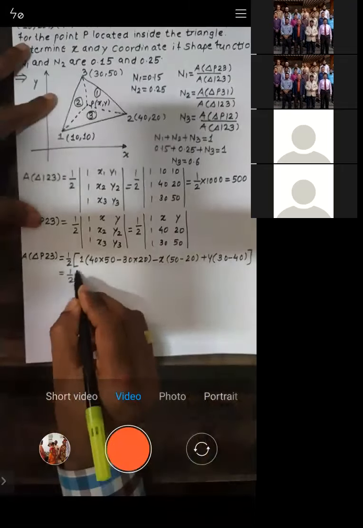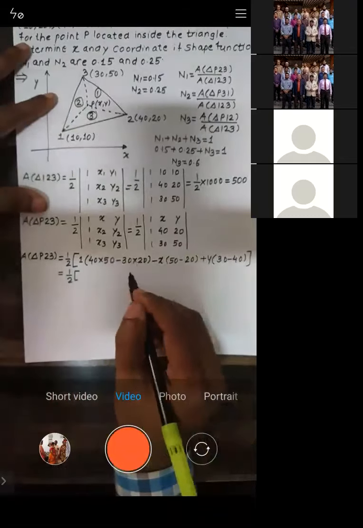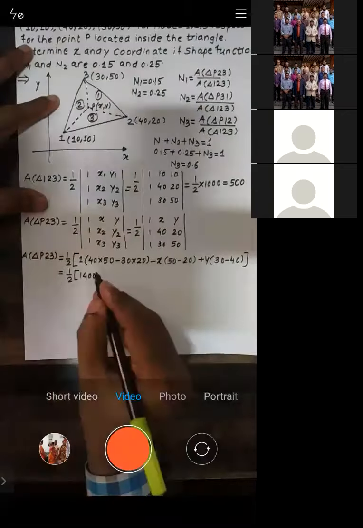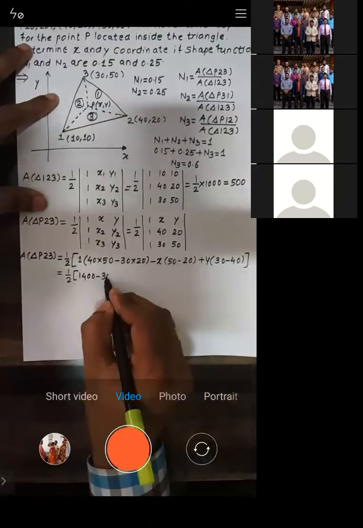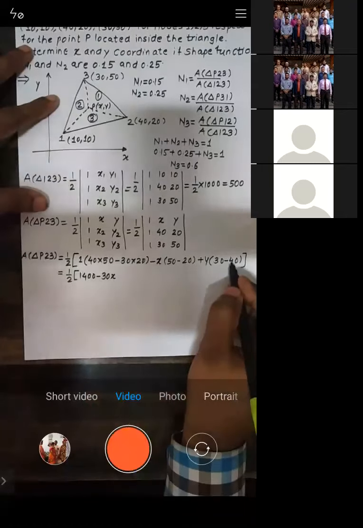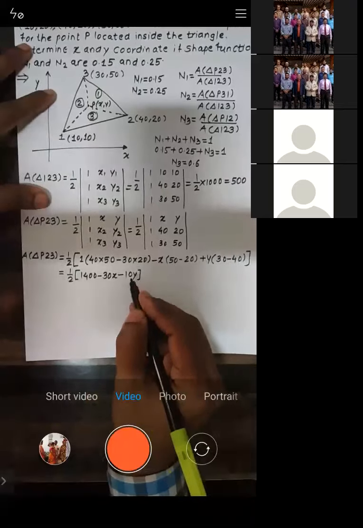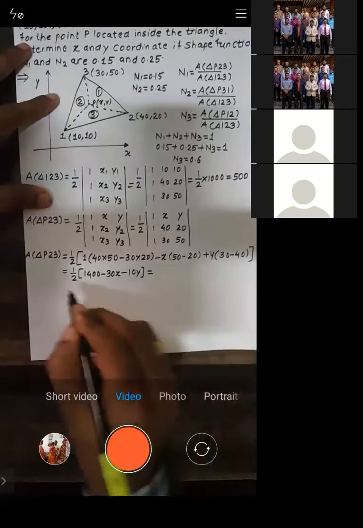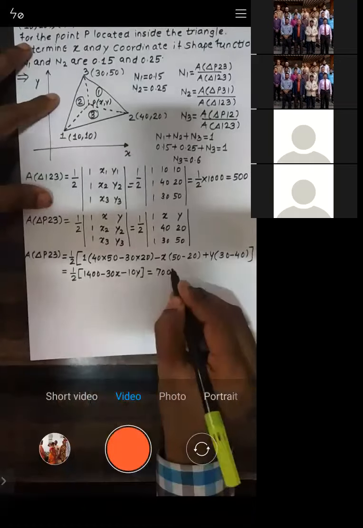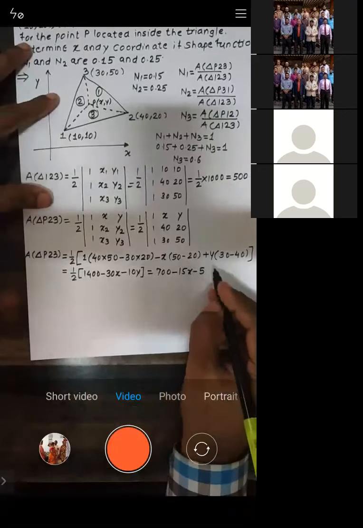2,000 minus 600 comes as 1400. Then minus x, 50 minus 20 is 30, so this is minus 30x. And 30 minus 40 is minus 10, so we write minus 10y. Is it okay? So I will write down this term as 700 minus 15x minus 5y. Is it okay?